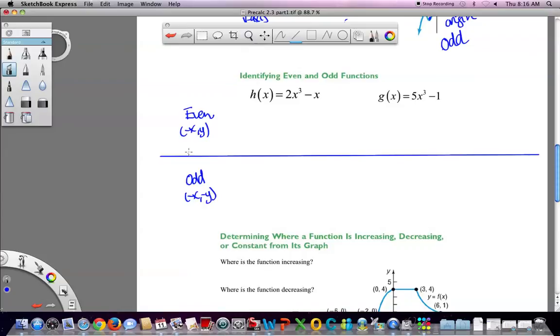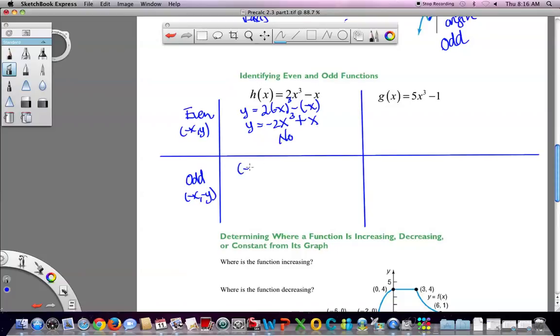So I'm going to be a little lazy, so I don't have to keep writing that. And hopefully I gave myself enough room. So even here, replace this with a y. So we're going to plug in a negative x. There's a negative there, and a negative x here. So we get y equals a negative x cubed, which is still a negative, and then this negative and that negative cancel. So that's not what we started with, so it's not even.